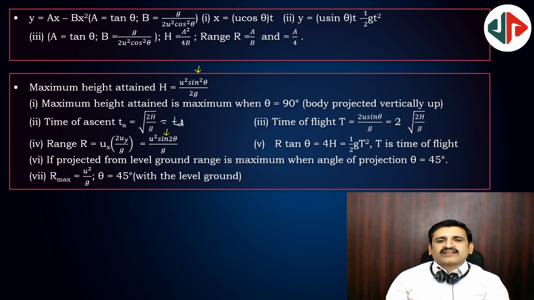So better you practice. R tan theta equal to 4h, or h by r is equal to tan theta by 4, whatever is easy to you that you can follow. And t is time of flight. Maximum range will come with 45 degrees projection, and that maximum range value is u square by g.